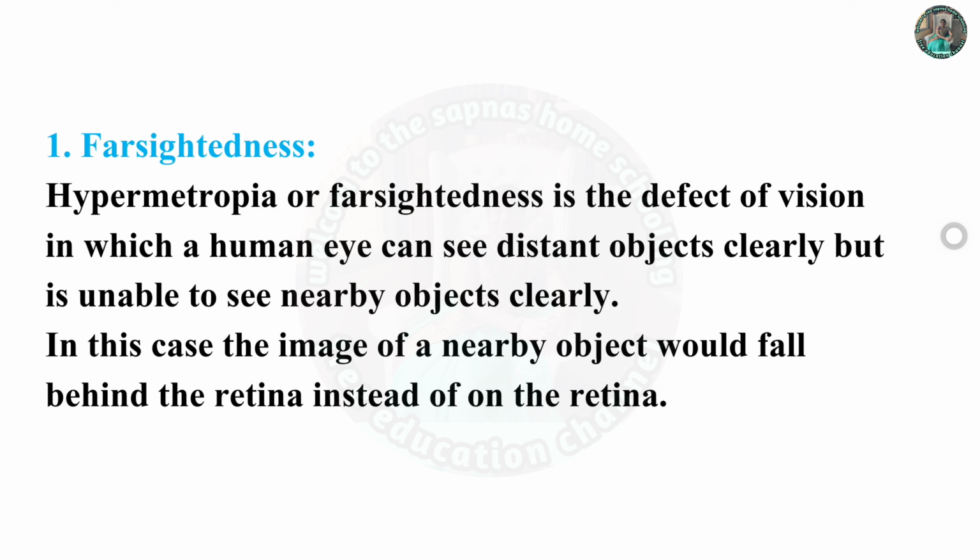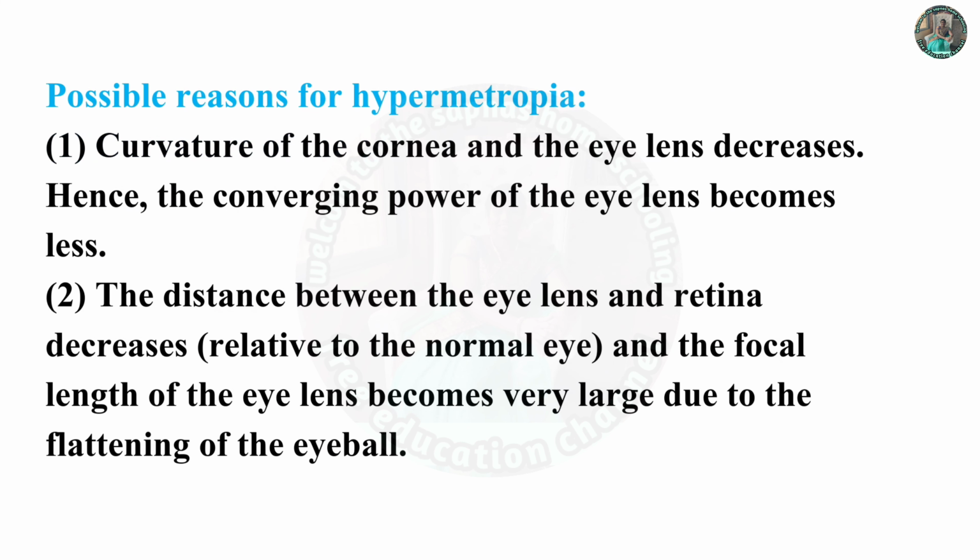First, far sightedness. Hypermetropia or far sightedness is the defect of vision in which a human eye can see distant object clearly but is unable to see nearby object clearly. In this case, the image of a nearby object would fall behind the retina instead of on the retina.